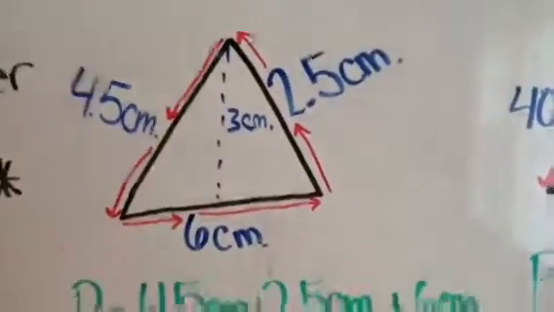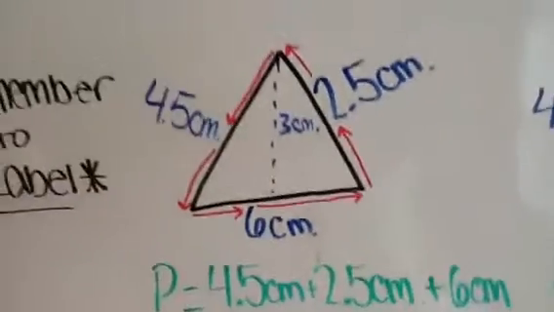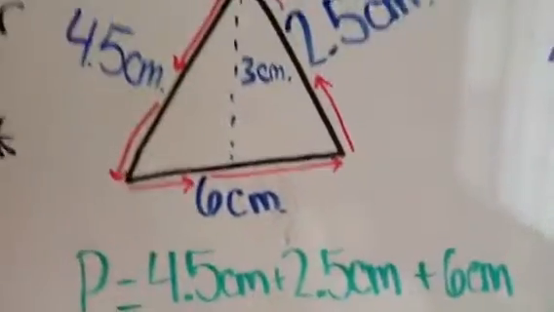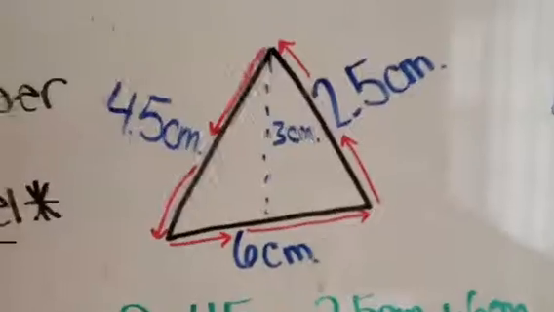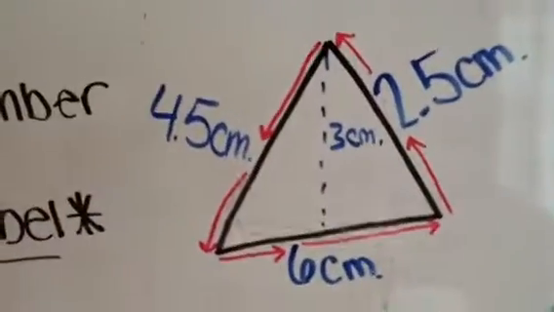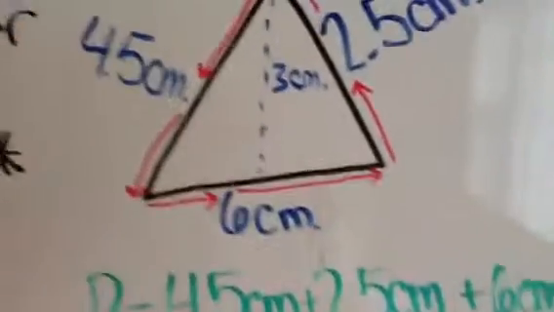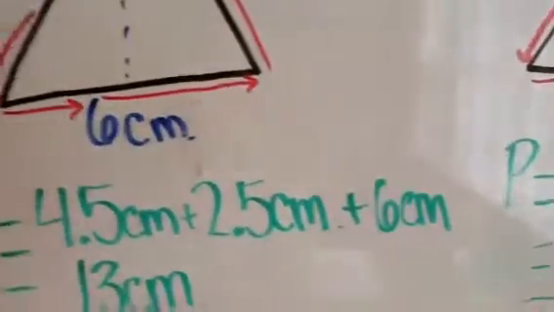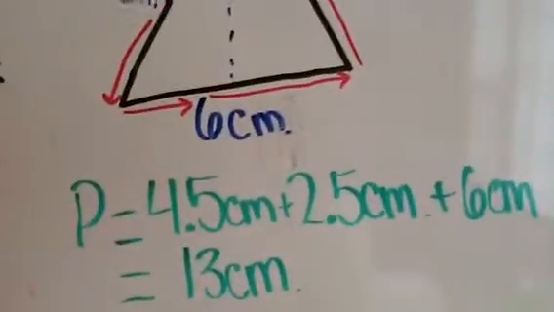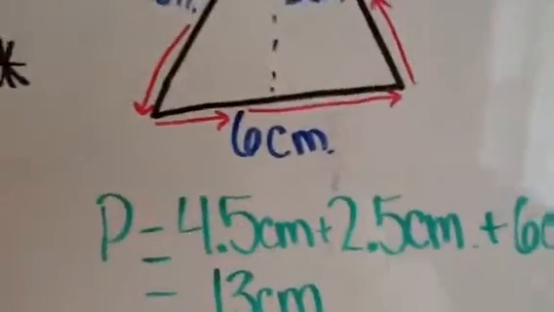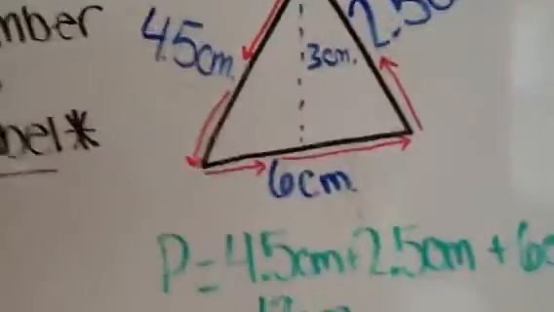So in this case, it's 2.5 centimeters, then it's 6 centimeters, and 4.5 centimeters. So we're just going to do 4.5 plus 2.5 plus 6. And that gets us to 13 centimeters. So that's our perimeter for a triangle.